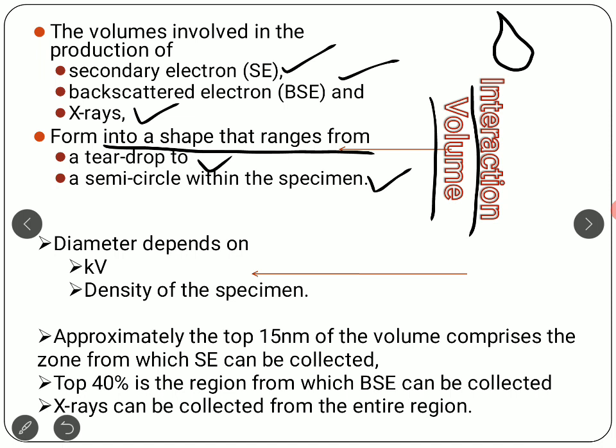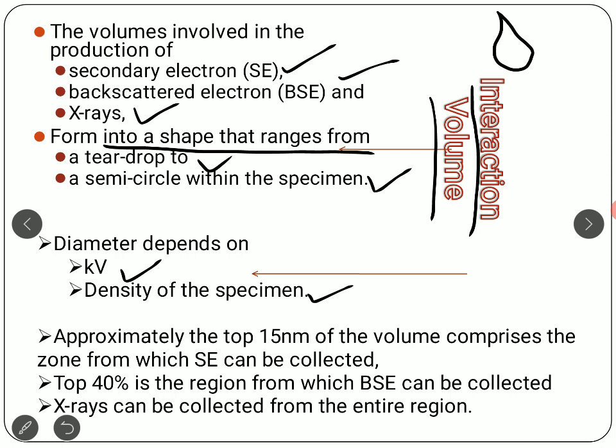The diameter will depend on kilovolt, that means how much energy the incoming electrons actually have, and of course the density of the specimen. If the incident electron beam is able to penetrate, the diameter will be more, and it can only penetrate if there are fewer atoms. But if it's a packed system with more and more atoms, the density is high, hence the electrons cannot penetrate deep into the system. So the diameter will depend on the density of the specimen.